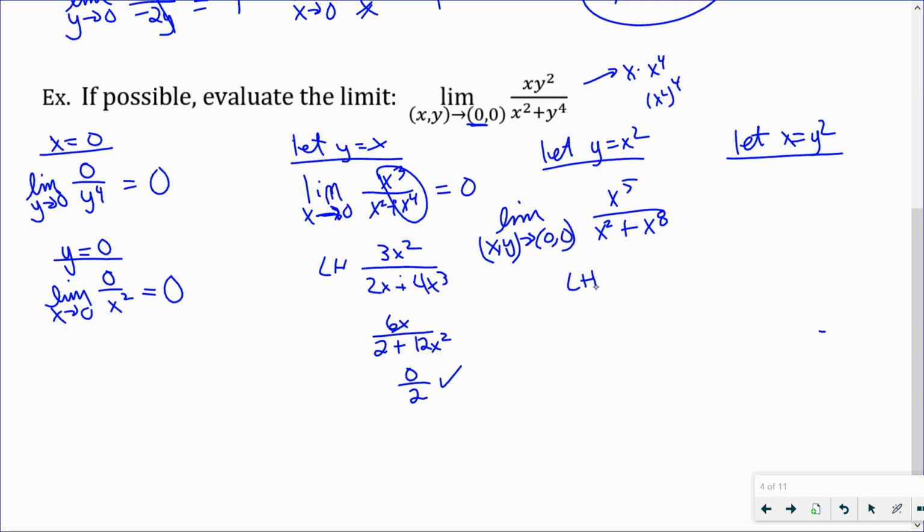Anyway, same thing's going to happen here. I'm going to get 0 because I'm going to basically go back to that. Alright, so let's try this last one.